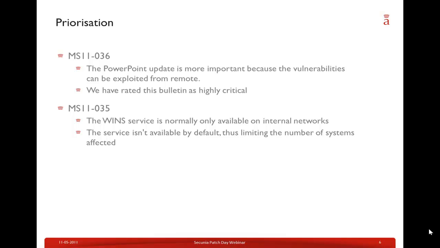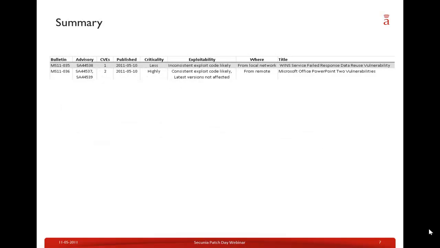Number two would be the WINS service patch. As the WINS service is normally only available on the internal network, and as it isn't installed and activated by default, this limits the number of internal targets, and we therefore put it at the second priority for this patch day. As always, a short summary of those two bulletins with in total three vulnerabilities.